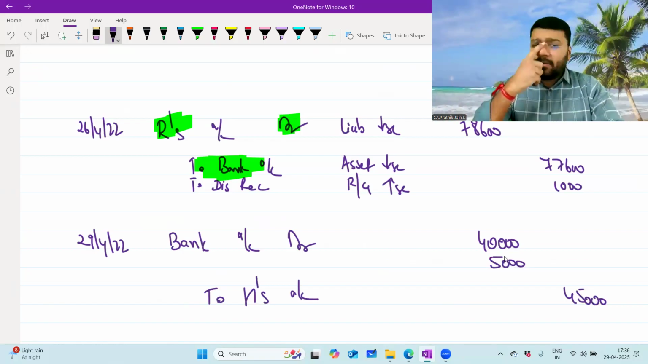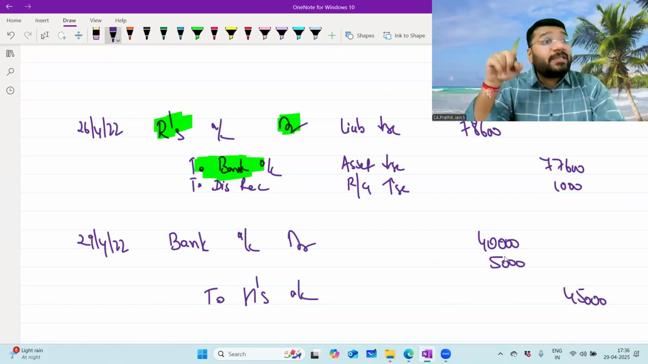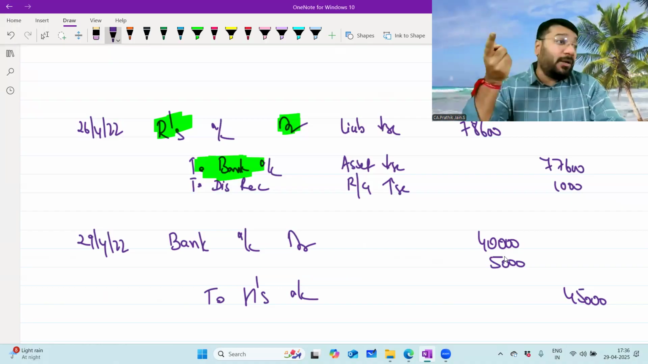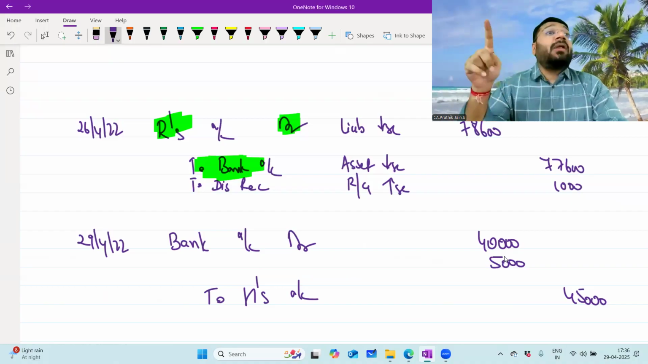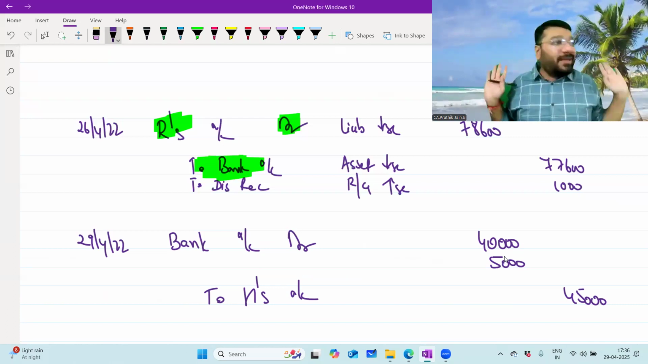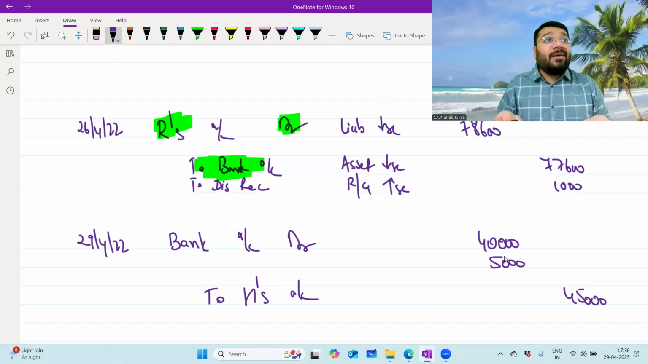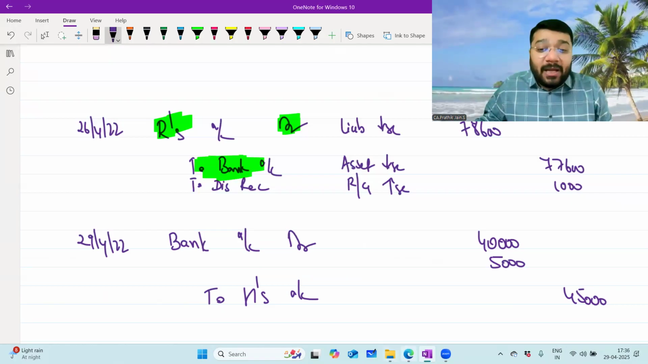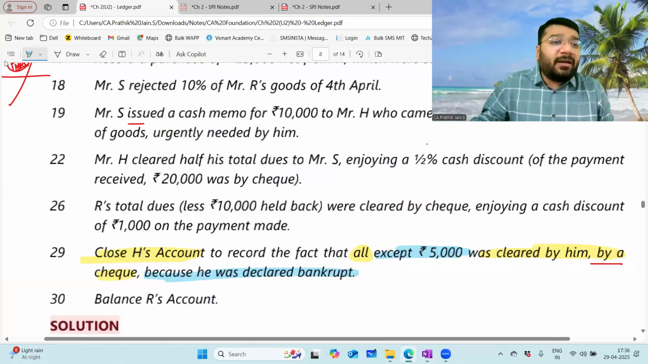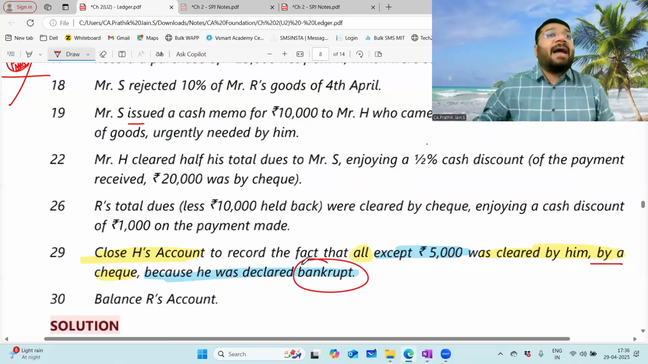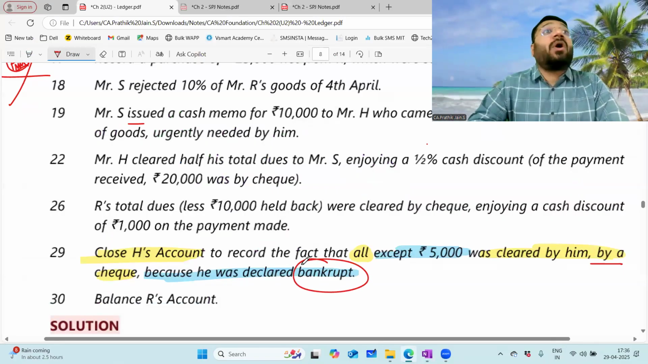And now please understand, discount allowed is a permanent loss. Bad debt also is a permanent loss. But what is the difference? Discount allowed means you voluntarily said, don't give me the money. Bad debt, you never said, don't give the money. You want the money, but you can't get the money because the person has become bankrupt. What is the meaning of bankrupt? Bankrupt means the person has become a pauper, insolvent.